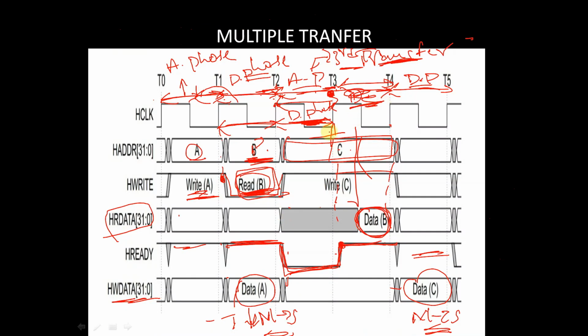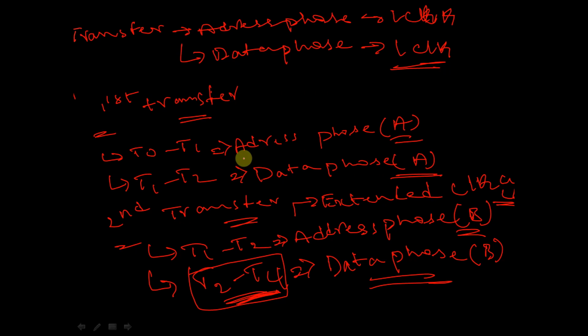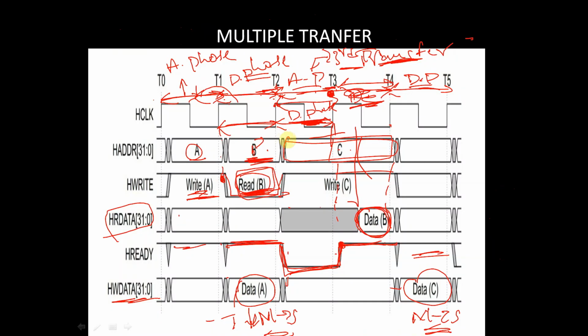And similarly, the third transfer is getting started at T2. So the address phase for the third transfer is T2 to T4, and the data phase for this is T4 to T5. Here we can see the data is transferred. Here we can see that the third data transfer, that is data C, is being written from T4 to T5. So this is all about multiple transfers in AHB.